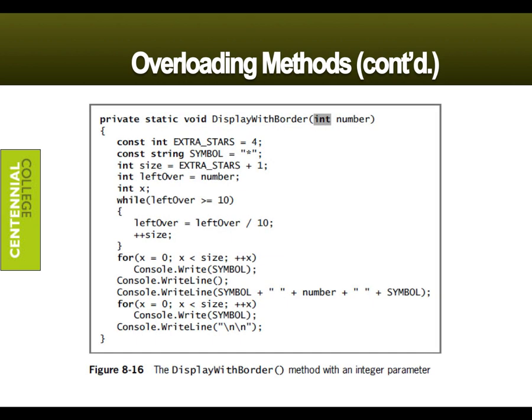This is the output. Okay, let's do an overloaded one now. So here's the first one. That was the first method. And here's the exact same method, except this time it's taking an integer. So here's the integer right here.